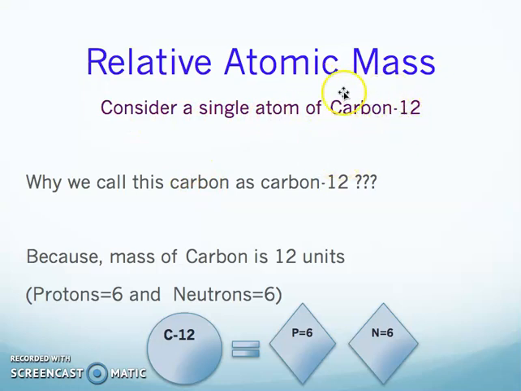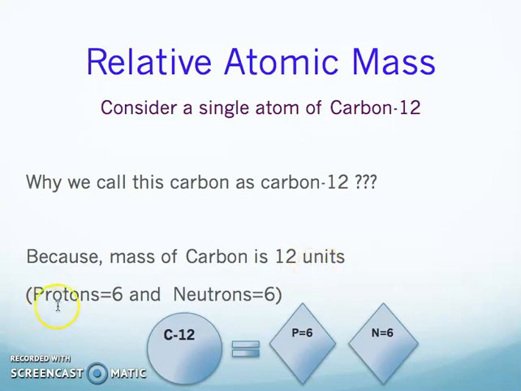Why am I reading it as carbon-12? We don't have to call it 12 carbon, because I am not talking about 12 atoms of carbon. Rather, I'm saying carbon-12. What is meant by carbon-12? Because the mass of carbon is 12 units.